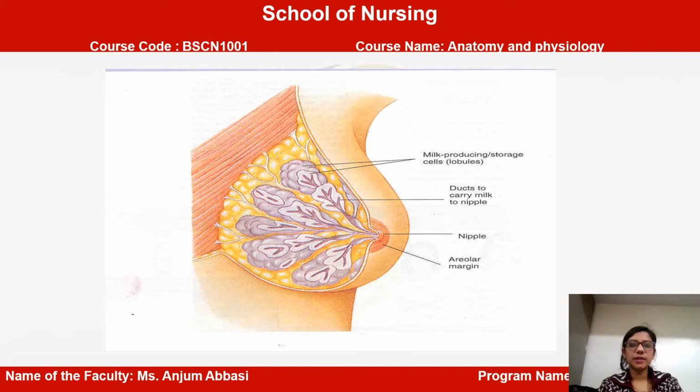So students, in this slide you can see the structure of the breast. On the left side is the outer structure, and on the right-hand side is the inner structure of the breast. On the outer side you can see the round structure that is known as the areola. In between is the nipple, and the nipple has some structure which is everted. What you are seeing there are the milk producing cells known as lobules, and they are used to carry milk to the nipple.